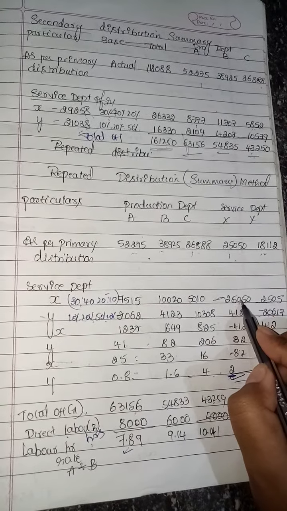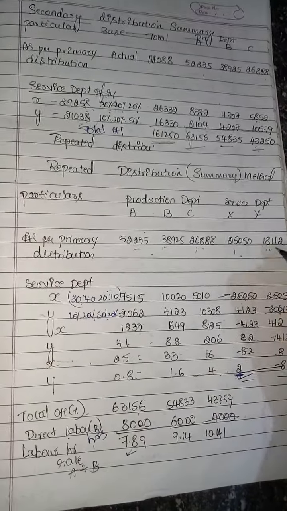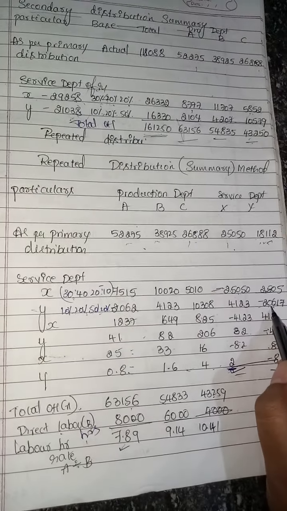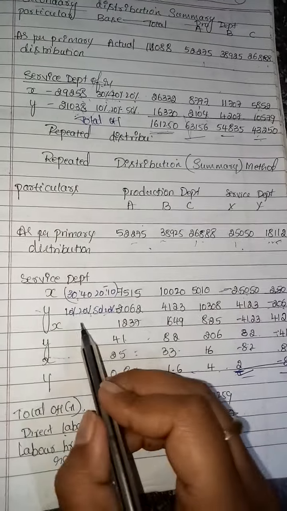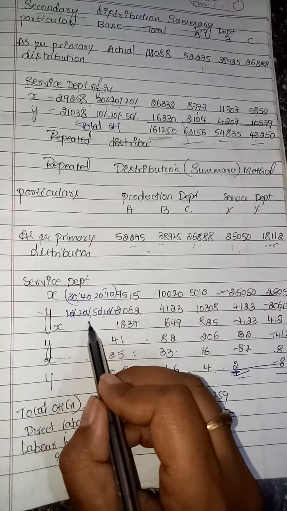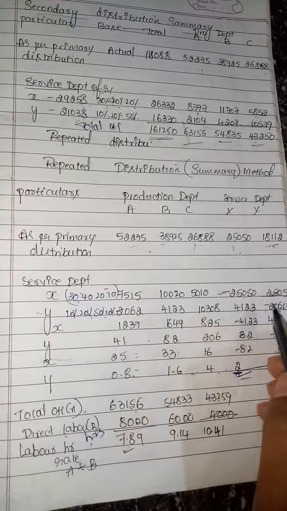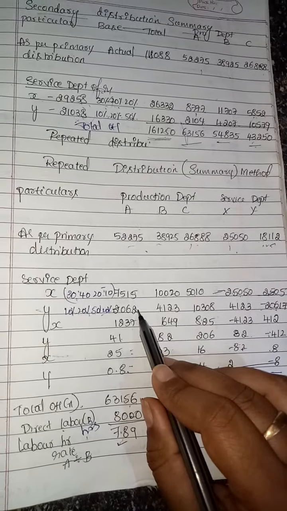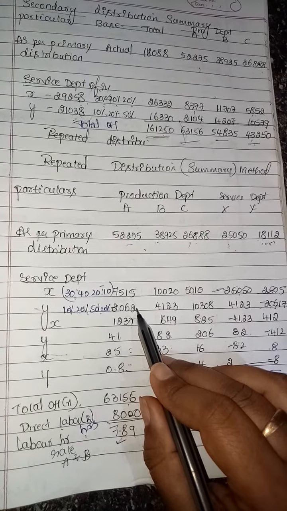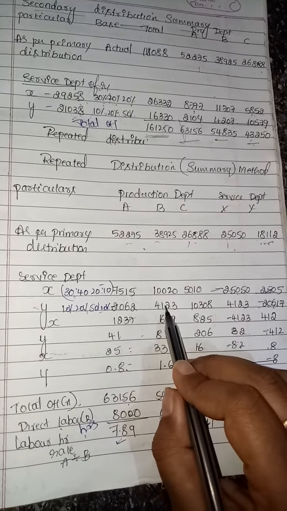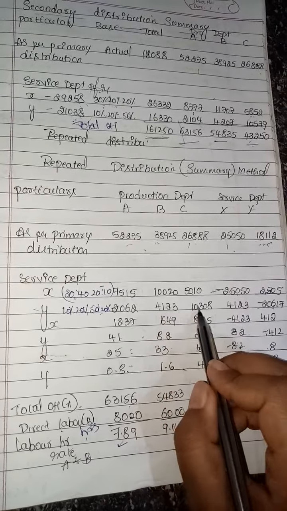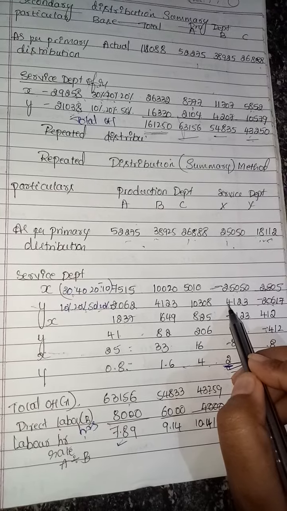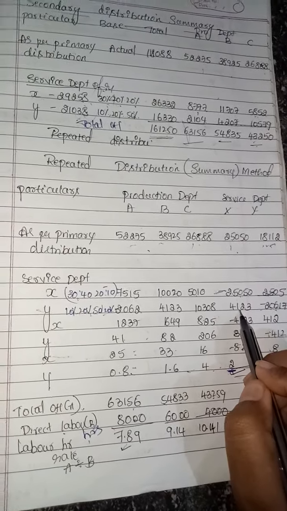After service department X, next department is Y. So we'll be adding these two values, you'll get 20,617. From this value we need to apportion the value. The Y department ratio is 10:20:50:20 and nil. See, 20,617 of 10% you'll get 2,062, 20% 4,123, 50% 10,308, 20% of Y 4,123.